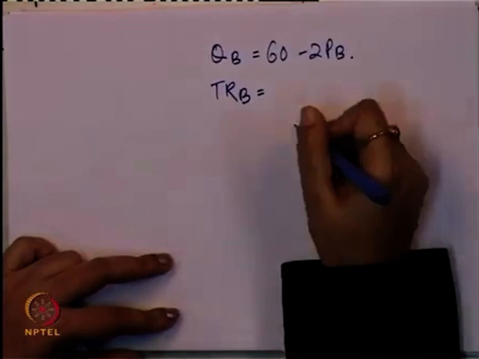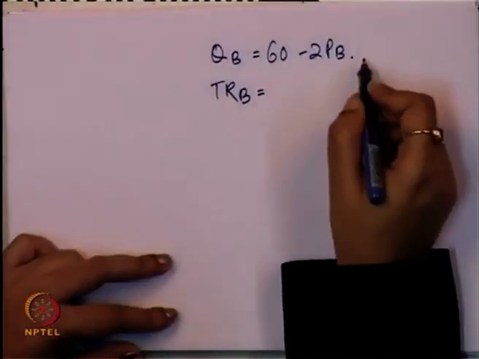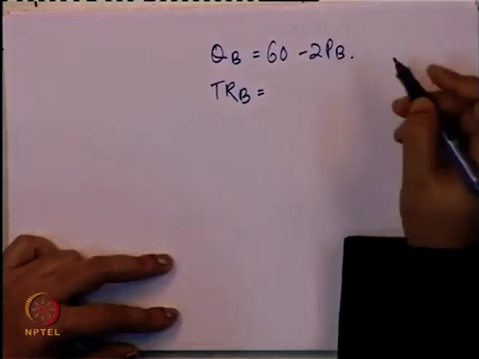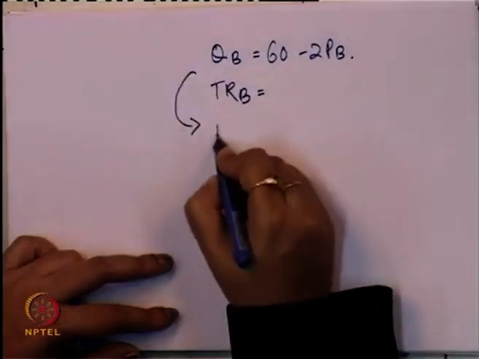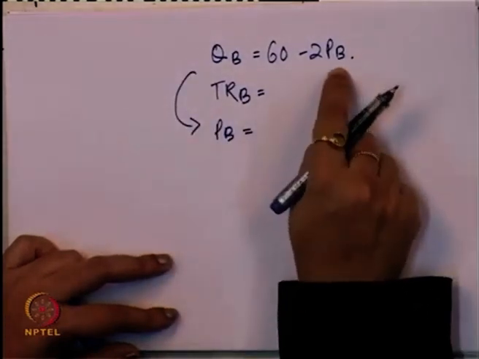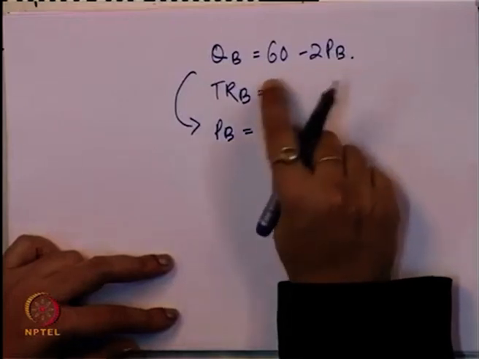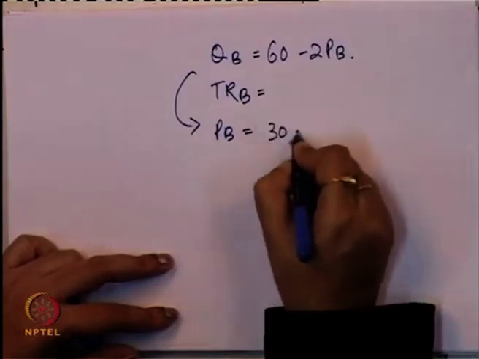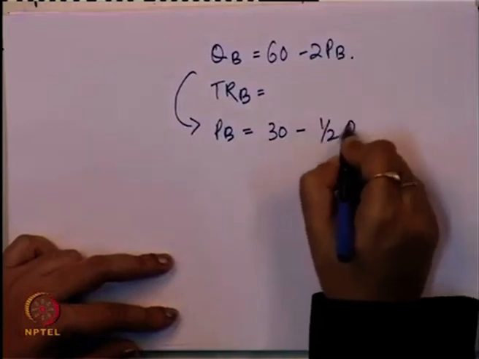So, in the first case, we have a demand function, that is QB is equal to 60 minus 2PB, and we need to find out the total revenue for B. First we will solve this in terms of PB. So, from QB, how to find out this PB? 2PB is equal to 60 minus QB. So, PB is equal to 30 minus half QB.